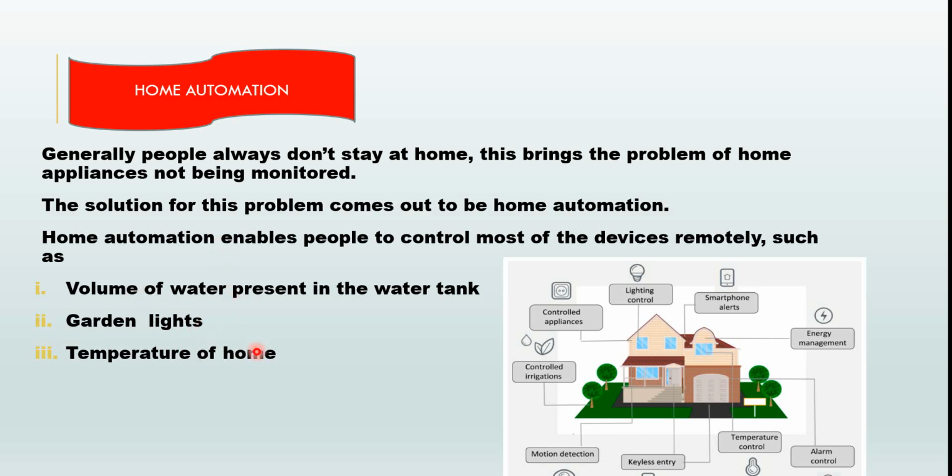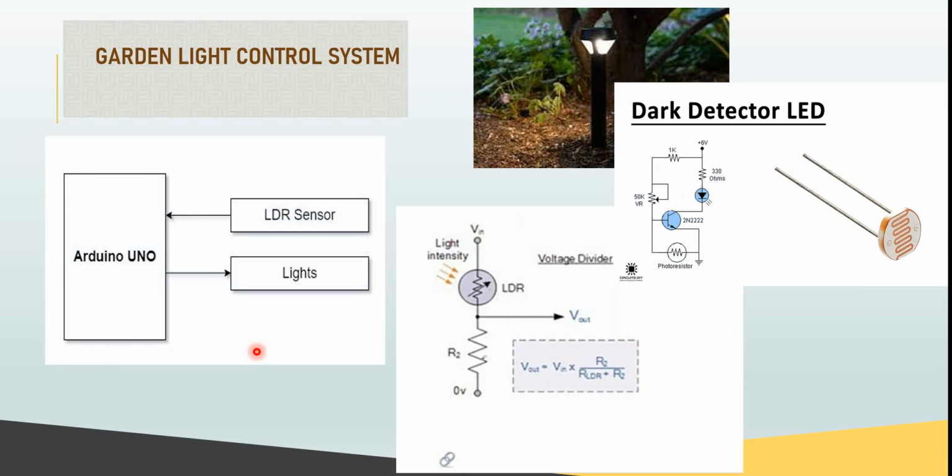Let's get deeper into this. Firstly, let us discuss the garden light control system. In the garden light control system, we have to make the connections as per the circuit. We connect the LED lights, or whatever lights are present in our garden, with the Arduino board and the LDR sensor. LDR is nothing but a light dependent resistor, which detects the light. The circuit diagram of this LDR sensor is like this.